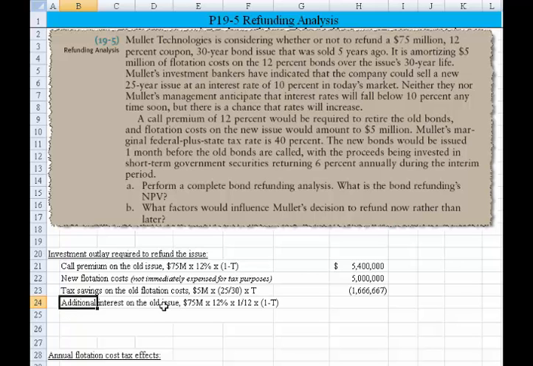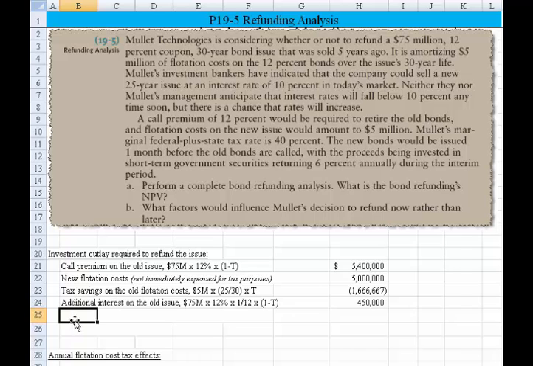The next item to consider is additional interest on the old issue. We would take 75 million times the 12%, the rate in effect on the bonds that are outstanding, times 1/12, since there's a 1 month period from the time we issue the new bonds until we retire or refund the old ones, times 1 minus the tax rate. So here we take the 75 million times the old interest cost times 1/12 times 1 minus the tax rate.